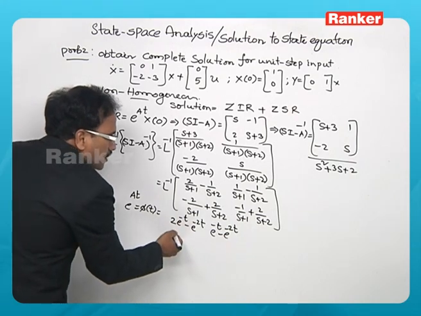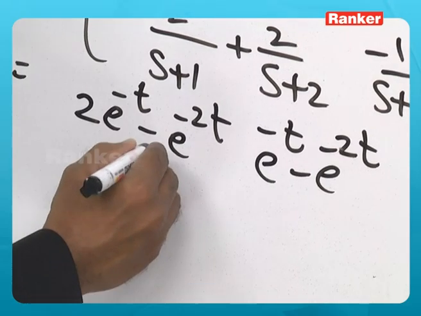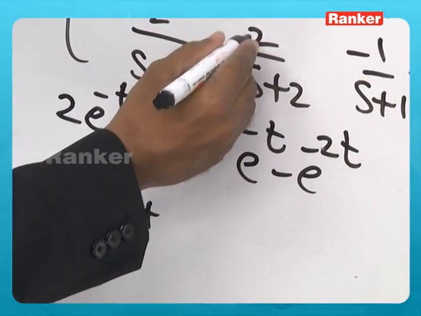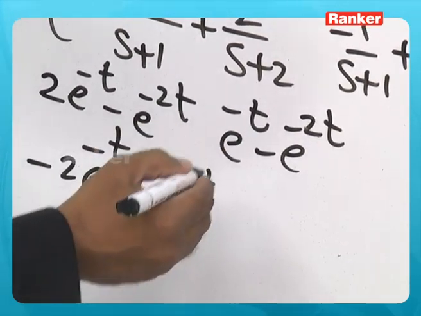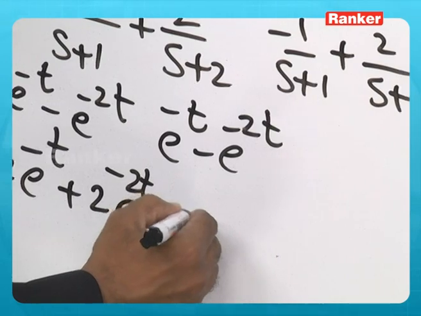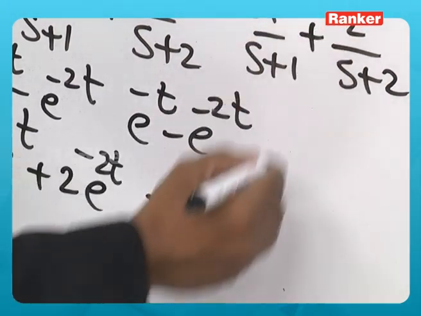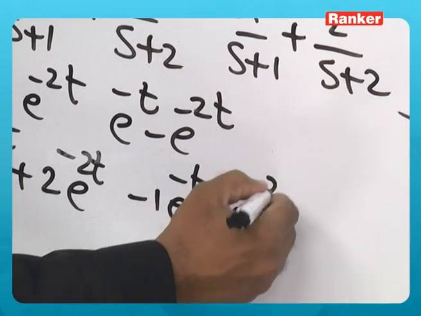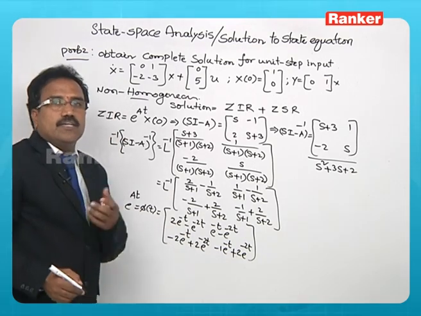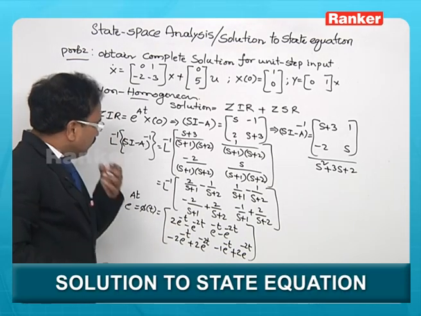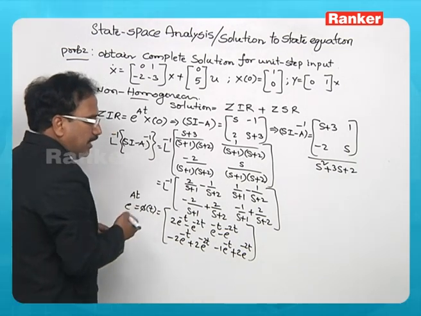Now, the first component in the second row is minus 2 e power minus t plus 2, which is already there, this is e power minus 2t, and the last component is minus 1 e power minus t plus 2 e power minus 2t. So, this is the state transition matrix you get. With the help of this, the state of the system is transformed. So, e power at you got.